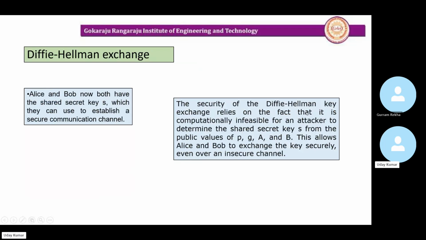The security of the Diffie-Hellman key exchange relies on the fact that it is computationally infeasible for an attacker to determine the shared secret key S from the public key values P, G, A, and B. This allows Alice and Bob to exchange the key securely even over an insecure channel, right? So that's the advantage here.